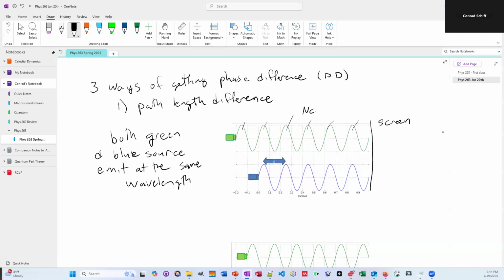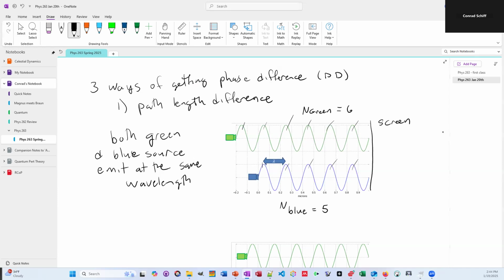So N green, which is the number of wavelengths between green emitting the wave and the screen receiving the wave that green emitted, is equal to 6. And likewise for blue, you have 1, 2, 3, 4, 5. And so N blue, which is the number of wavelengths between the source where blue is located and the screen where it receives the wave, is 5.